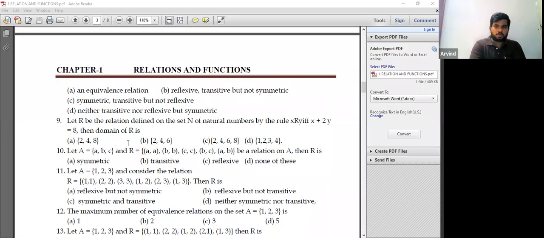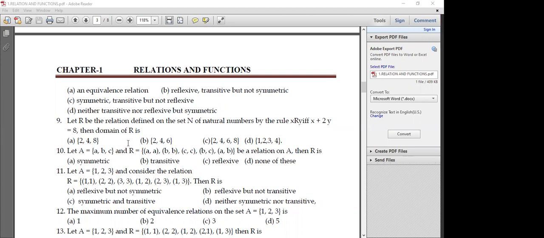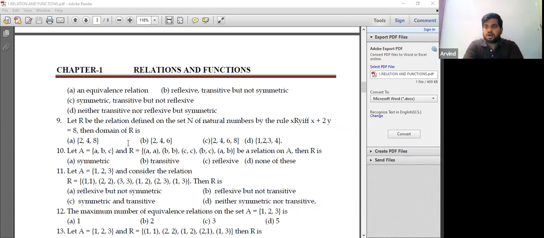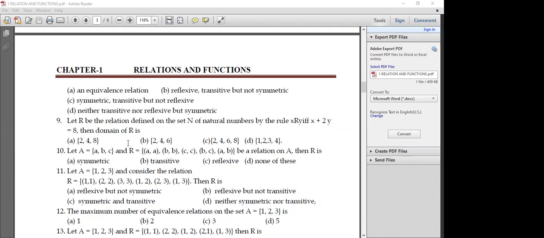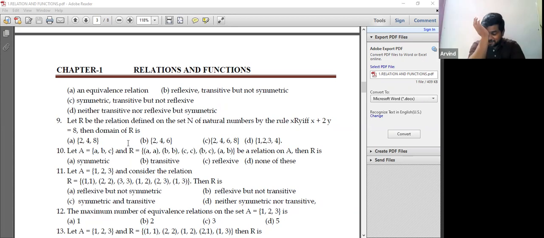Sir, option A, sir. Option A, 248. Okay, okay. Let's wait for others. I guess the answer was given by Jayashree. Yes, sir. Okay, Jayashree, let's check it out. Sir, option C, sir. Option C, confirm, sir. Okay, Jayashree has confirmed with option C.